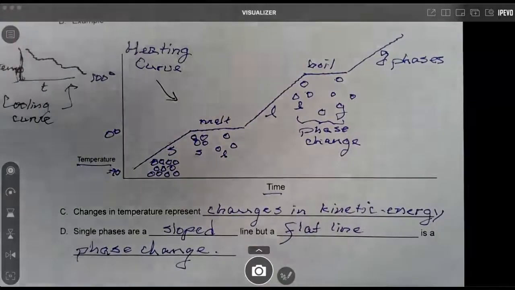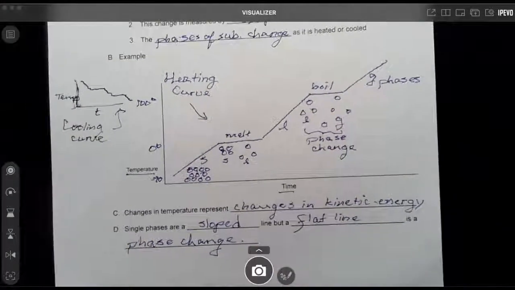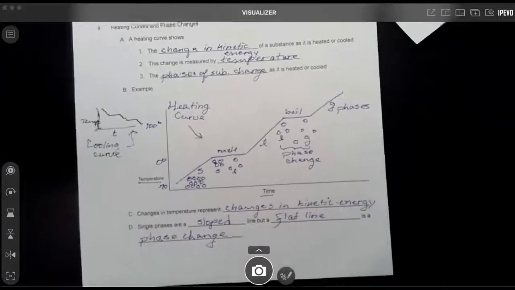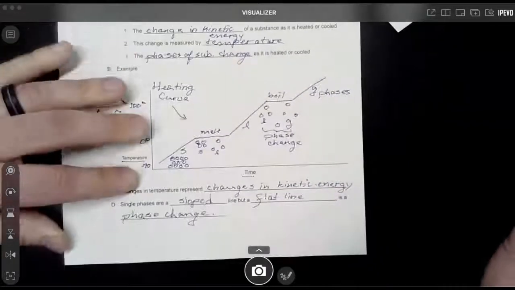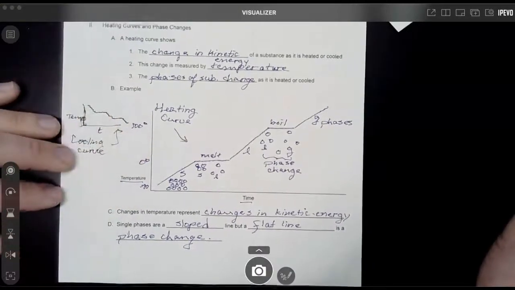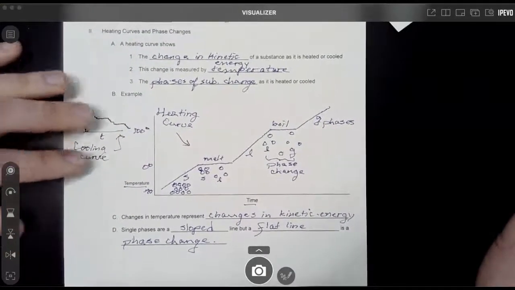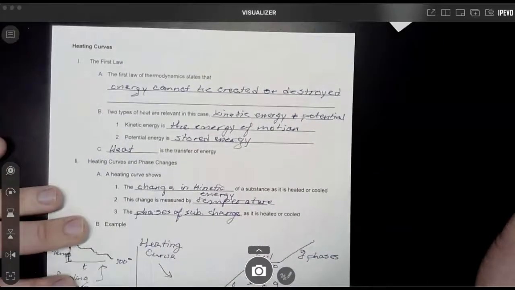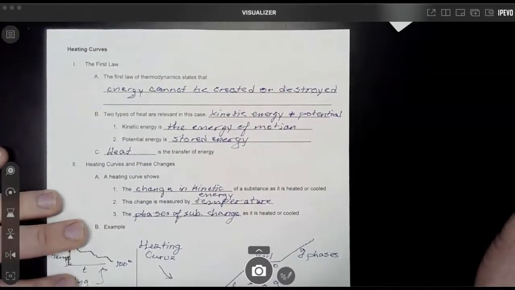Now, let's see if I can actually show you the whole paper. I cannot show you the whole paper, but here's the bottom. You can go ahead and pause it if you need to. And here's the top. Once again, you can pause it if you need to.